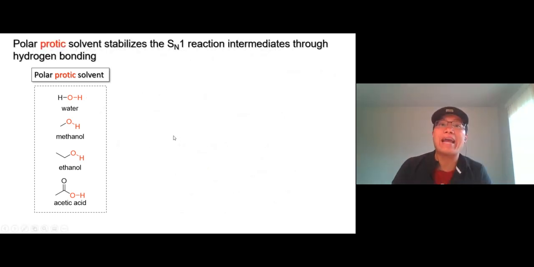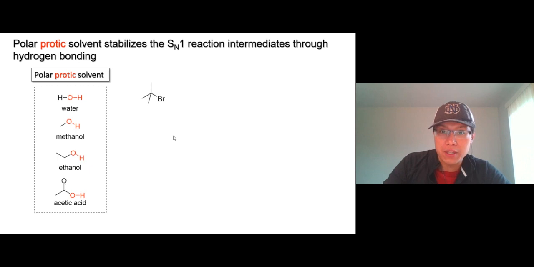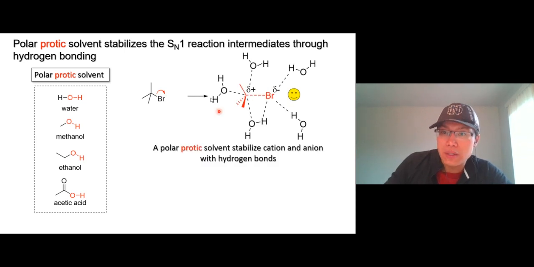Okay, let's take a look at the first one. Let's say you want to do an SN1 reaction. Think about an SN1 reaction: what controls the rate? Well, the rate determining step is the carbocation formation. If the carbocation is stabilized, the reaction goes quicker. If you use a polar protic solvent with an SN1 reaction, it can form hydrogen bonds and stabilize the whole intermediate. Here, this is the transition state.